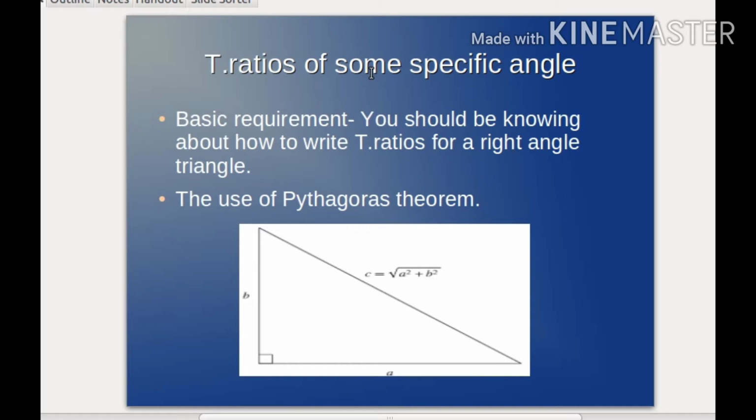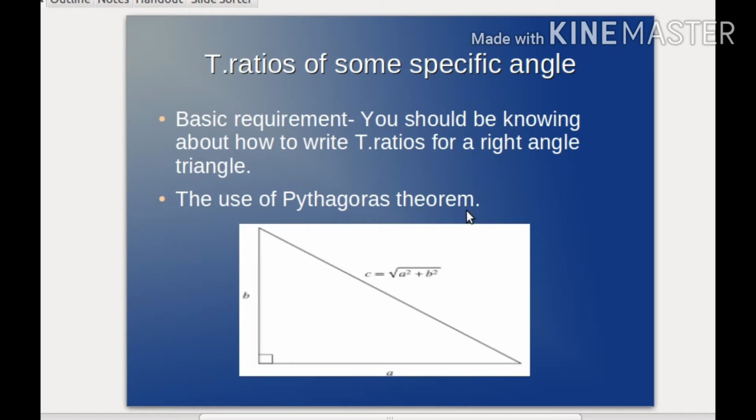So let's begin. To study trigonometric ratios of some specific angles, there are some things you must know. The first requirement is that you should know how to write trigonometric ratios for a right angle triangle. This is the basic requirement, and I have explained it in my previous lectures. So if you have not watched yet, please go there and learn how to write these things. And the second thing is the use of the Pythagoras theorem.